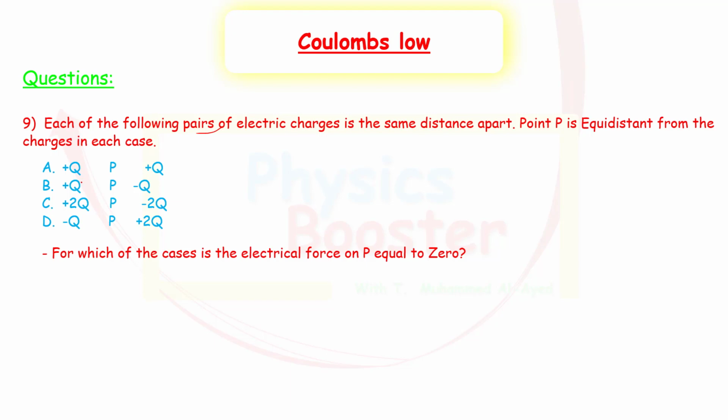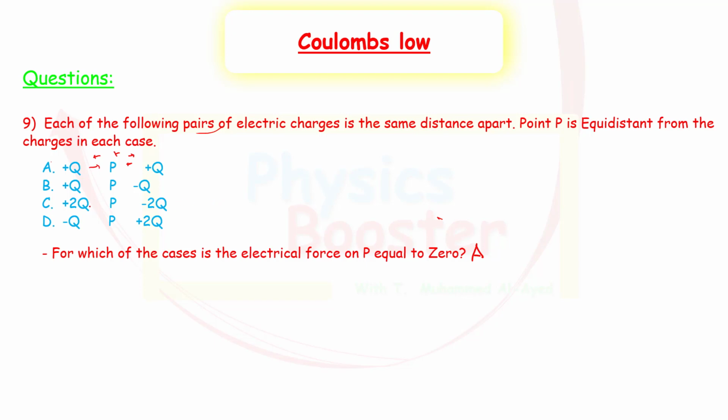Let's look at case A. It says here that this is a positive charge and this is a positive charge. Whatever the charge of P is, it doesn't matter. Say if it's a positive charge, it will be repelled from here and repelled from this side because it's the same distance and the same charge, so the net force will be 0. So the answer, mainly for this part, is going to be A.